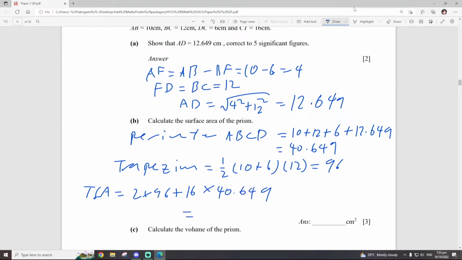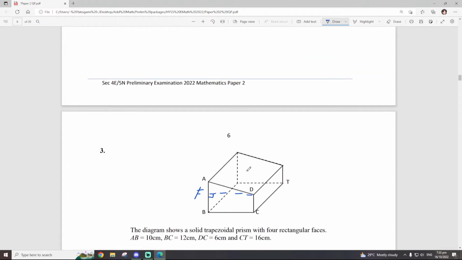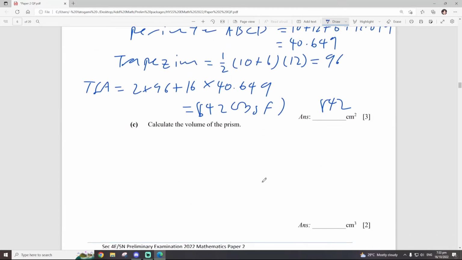So just using the perimeter of ABCD gives us a bit of a shortcut, in case you don't realize, but it's okay. If we don't, I think the procedure will be the same. You should get 842 to 3SF. Calculate the volume. Okay, this is easy because you have the depth and you have the trapezium already. It's just 96 times 16, which is 1536, which is an exact value, so no need to round off to 3SF.